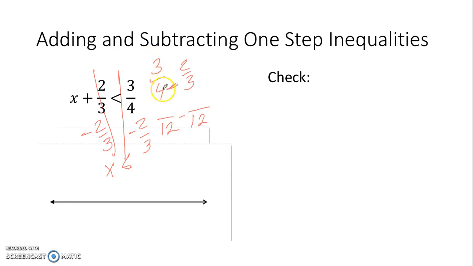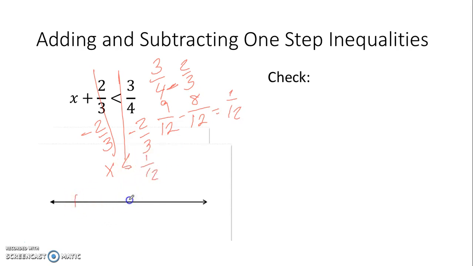Okay, so 4 times 3 is 12. 3 times 3 is 9. I'm sorry, 3 times 4 is 12. 2 times 4 is 8. So 9 twelfths minus 8 twelfths is 1/12. So x is less than 1/12.